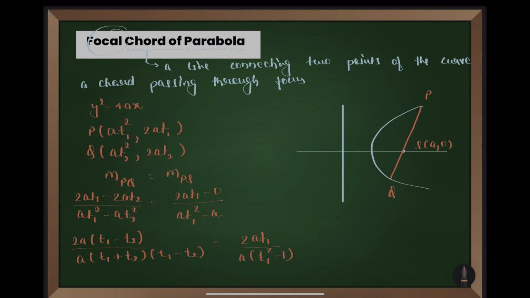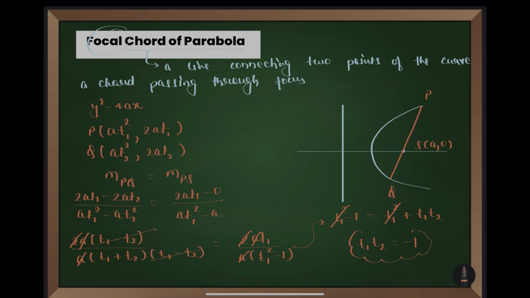Now you have to understand the approach. Here a and a got neutralized, here 2 and 2 get neutralized, and here t1 minus t2 and t1 minus t2 get neutralized. Now can I go with cross multiplication? So it will become t1 square minus 1 is equal to t1 square plus t1 t2. So this t1 square is gone. So can I write t1 t2 equals minus 1.